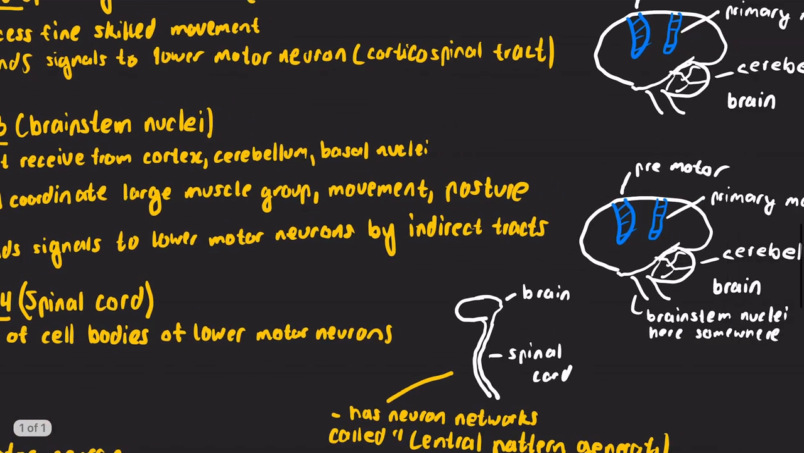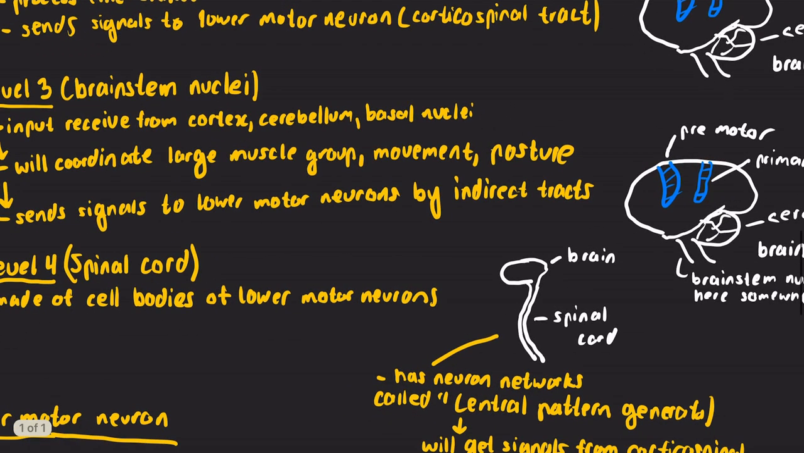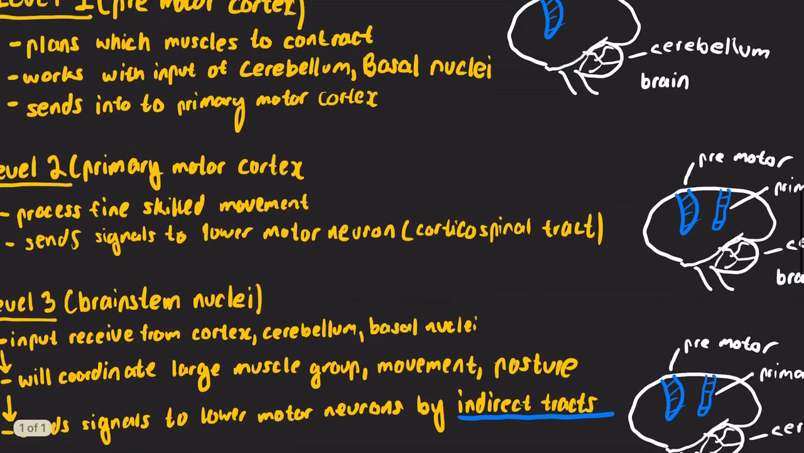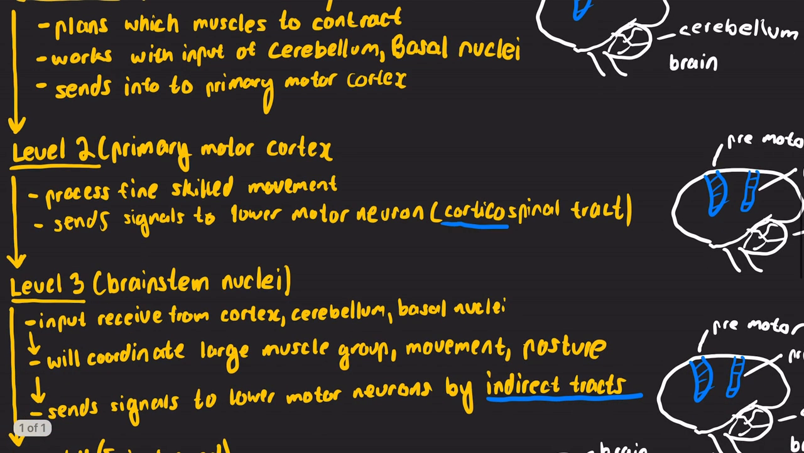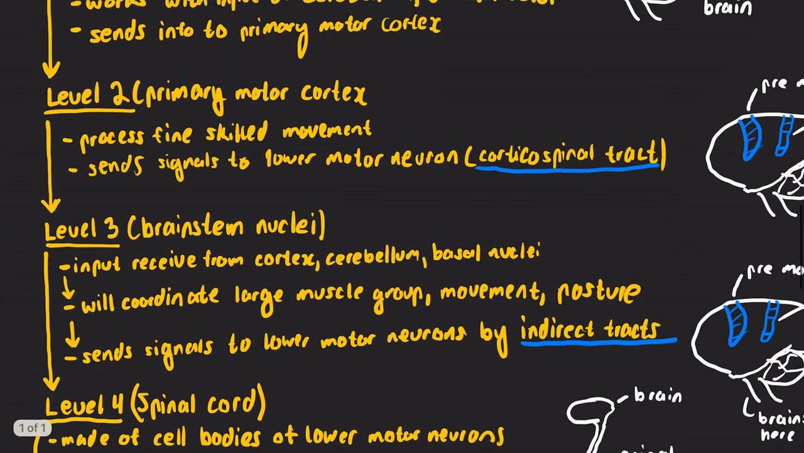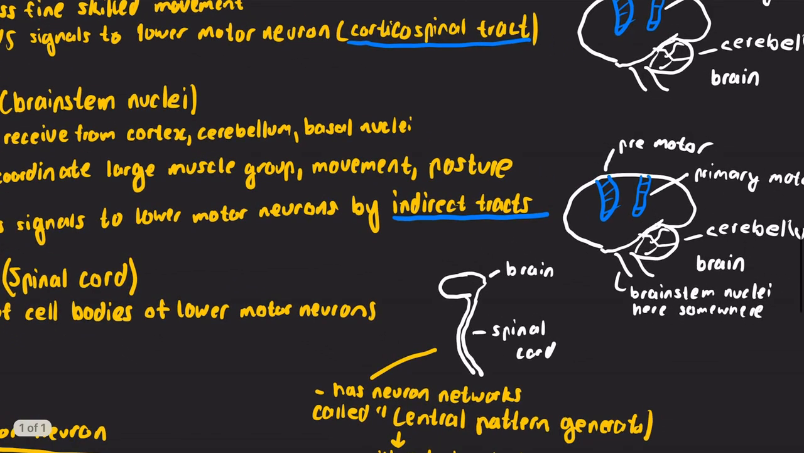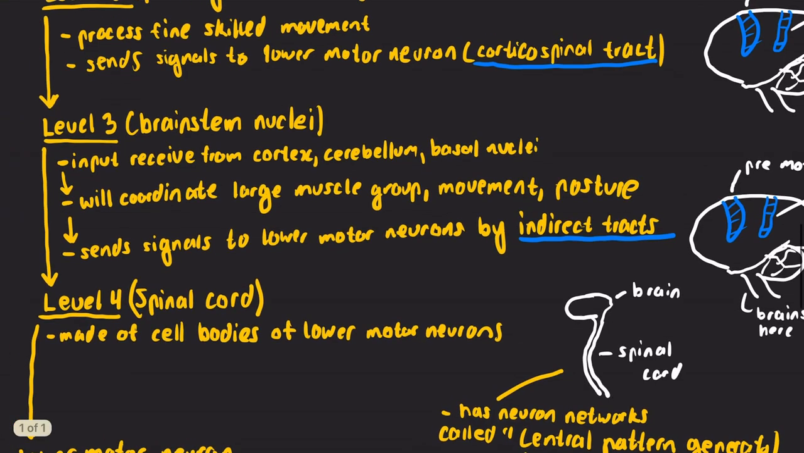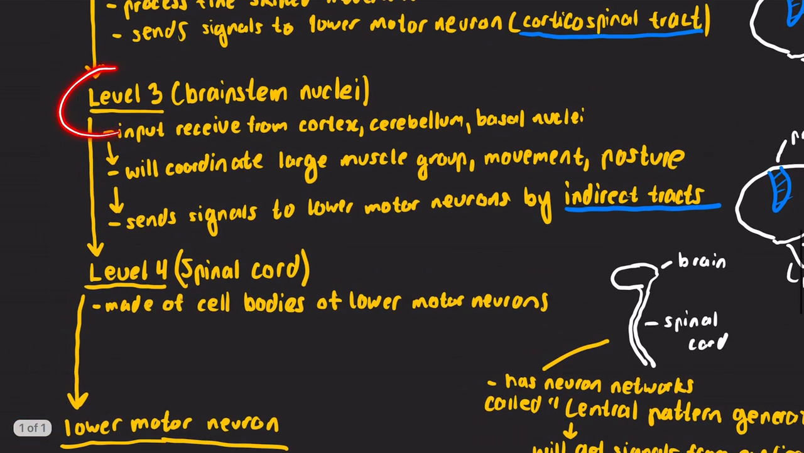After that, this will send signals to the lower motor neuron by indirect tracts. So this one is going to the lower motor neuron by the indirect tracts. Earlier, it was going to the lower motor neuron by the corticospinal tract. Remember those differences. So the brainstem nuclei is found here somewhere in the brainstem. Okay? So let's look at level 3 again.